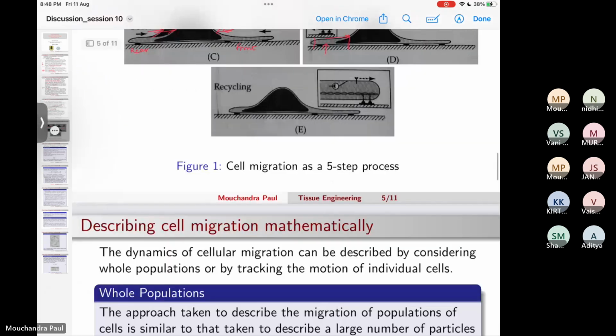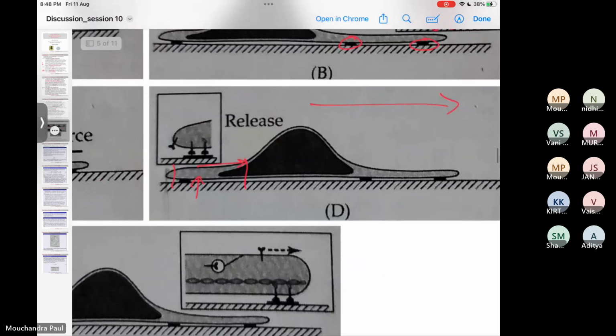So this is the fourth step, where you can see the focal adhesion points getting released. If the rear end is released, the cell will move this much distance. So you can understand how slowly the cell migration is happening.